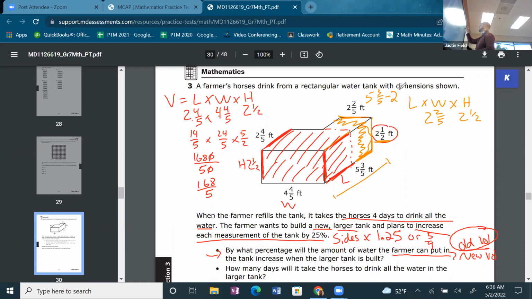So we need to subtract. So that's 28 over 5 minus 14 over 5, and that's 14 over 5. So that is my length, 14 over 5. Hey, and I already got it.